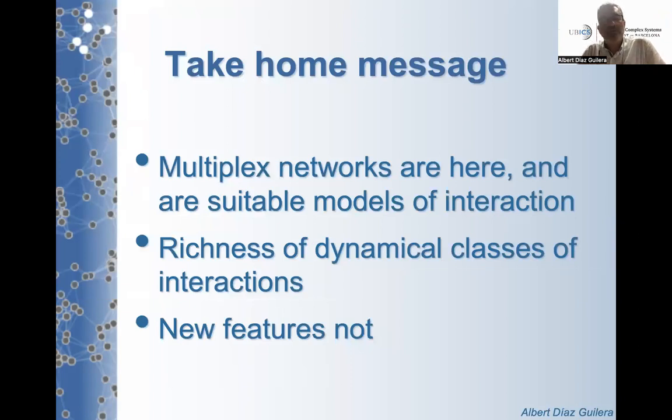Just to close my presentation, multiplex networks are here. We are part of a community, and of course we recognize the importance of this type of construction. They are suitable models of interaction, so we can use them as paradigmatic models for representing different types of dynamics in nature and in society. Of course, you can think of very different types of interaction. I have just shown some of them.